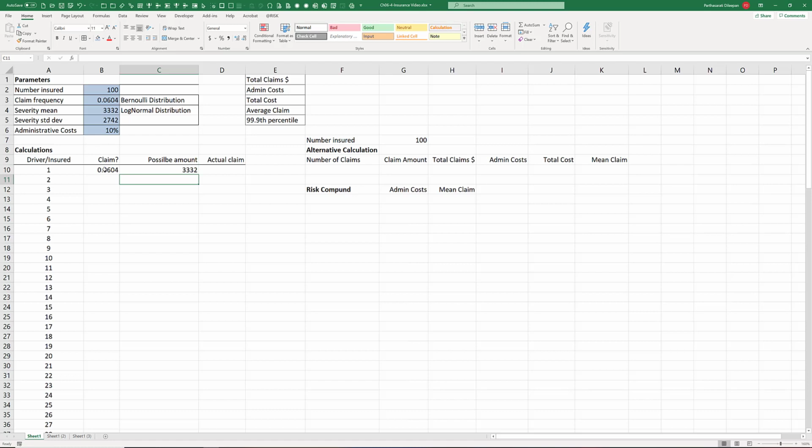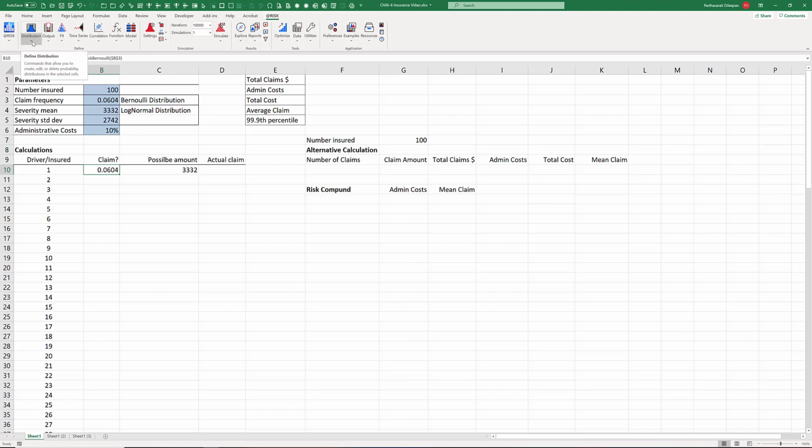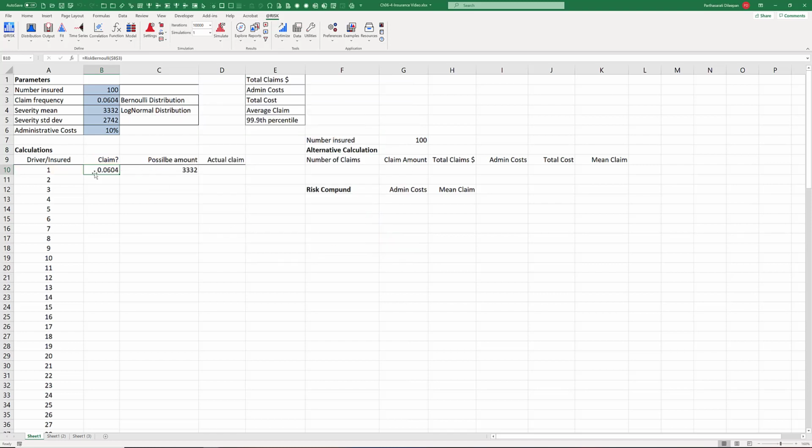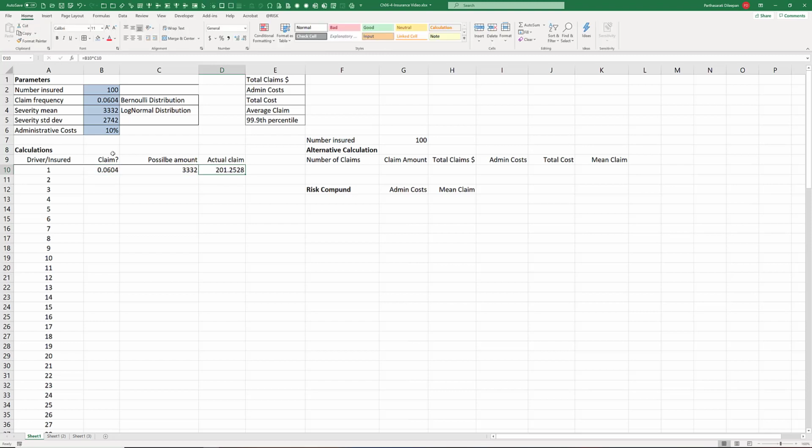Okay, so now we have claim or not. So this is actually going to be 0 or 1, and you can check that by looking at the distribution. See, 0 with 93 point whatever percent, and then 1 claim will be made is about 6%. So if you multiply these two cells, then this will be 0 if a claim is not made, which is what we want, or if it is 1, then that amount will be displayed here. So now we'll copy this for all the 100.